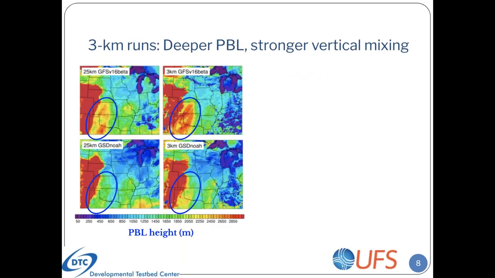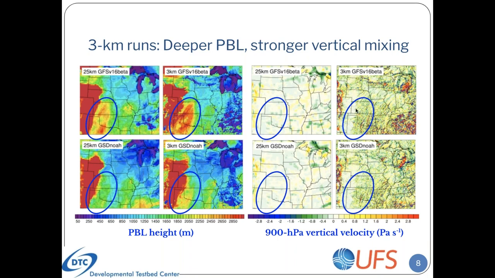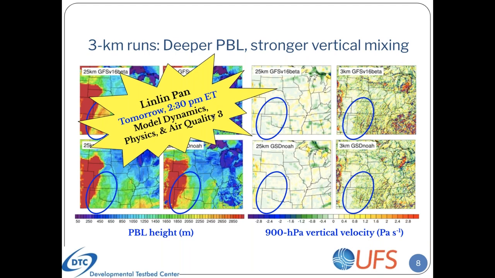But lest you think there's nothing really to gain from looking at this case, something that we found that was interesting was that the PBL heights in the 3-kilometer runs of both versions of the physics are actually quite a bit greater at the 3-kilometer grid length as compared to the 25-kilometer grid length. And when we looked into why this was, one hypothesis that we have is that if you look at the vertical motions occurring within the boundary layer on the 3-kilometer scale, they're quite a bit larger, both from an upward and downward perspective, than in the 25-kilometer runs, which look relatively quiescent by comparison. So this greater mixing within the atmospheric boundary layer in the 3-kilometer runs, we suspect, is the reason why we see greater PBL heights at the 3-kilometer grid length. Linlin Pan will have a talk tomorrow to elaborate on some of these things that we've seen in this run.